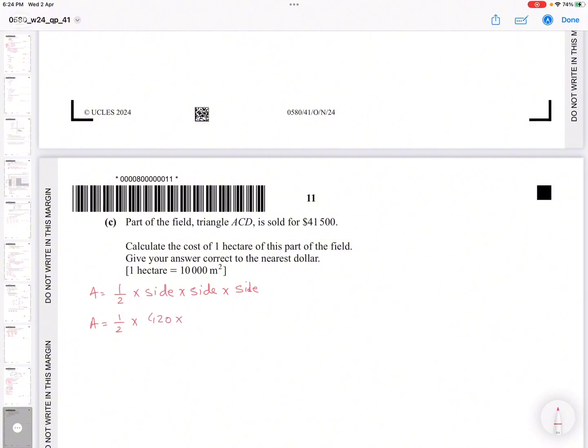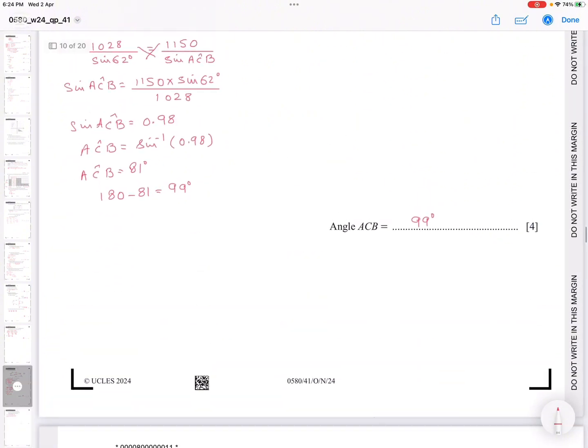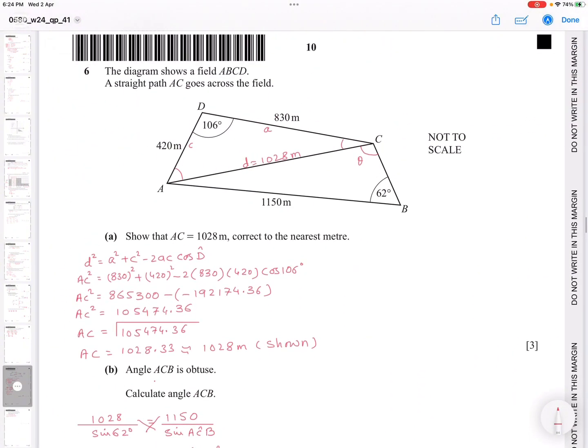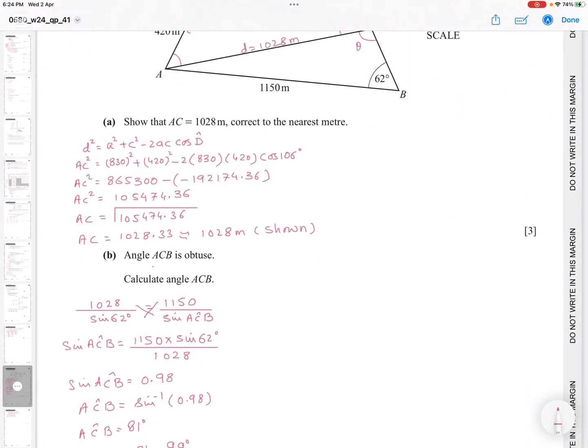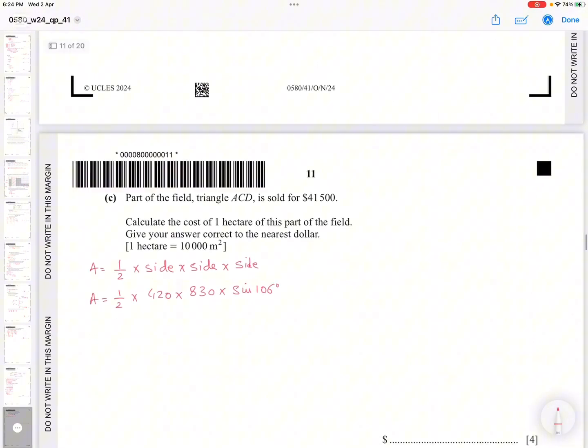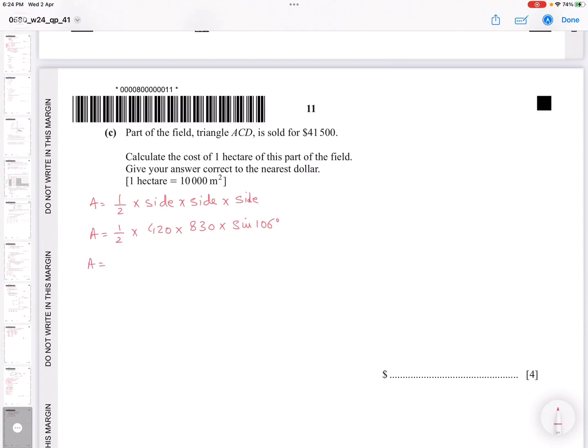So area equals 1 over 2 into 420 into 830 into sine of 106. Let me show you that. The angle given is 106, and its two sides AD and DC are already given. The area came out as 167547.91 square meters.